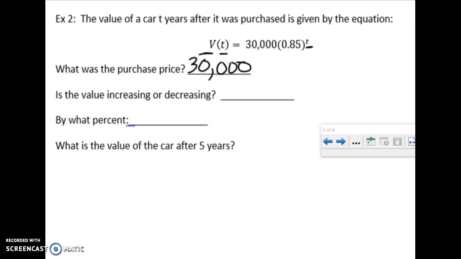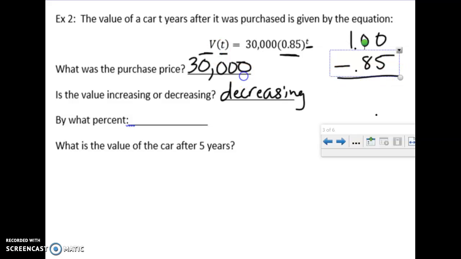So is the value of this increasing or decreasing? I kind of gave it away. It is a decreasing function, but how can we tell? This number right here, 0.85, is less than 1. Because it's less than 1, let's find out how much less than 1 it is. So we're going to subtract 1 minus 85 hundredths, and this will end up with 15 hundredths. So what percent is that? Remember, percents are numbers based out of 100, so you have to move the decimal twice. So it would be just plain old 15%.